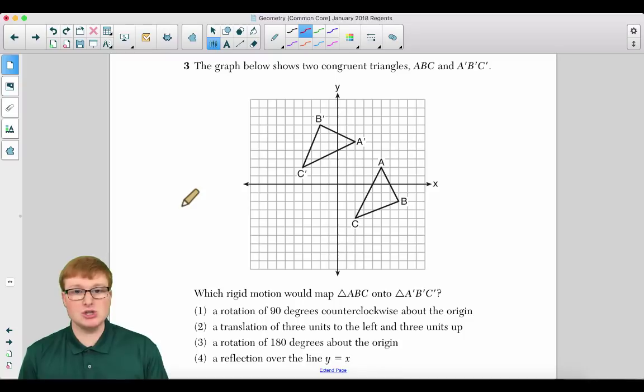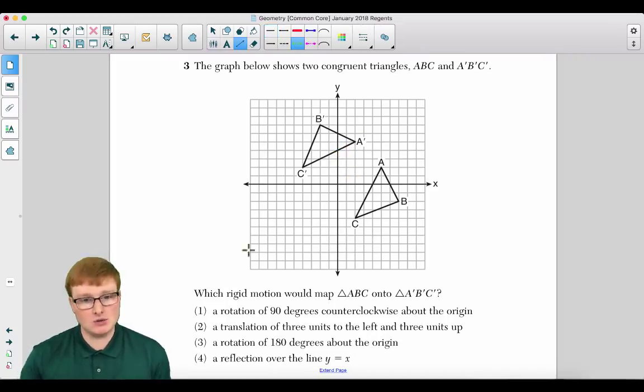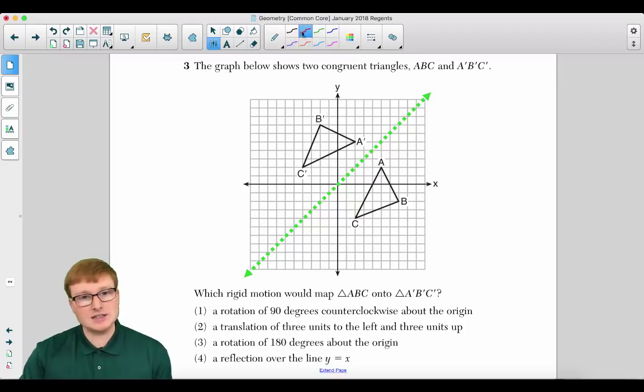The graph below shows two congruent triangles, ABC and A'B'C'. Which rigid motion would map triangle ABC onto triangle A'B'C'? Now, I want you to think smart. When you're taking a Regents exam, think smart. To me personally, it looks like a reflection over the line y equals x. If you carefully analyze or train your eyes to look at these two triangles, you can clearly see C prime is directly mapping onto C over some sort of reflection line. Same thing with B and A.